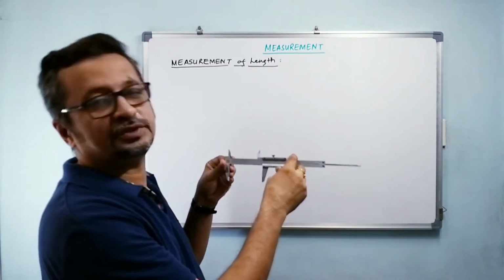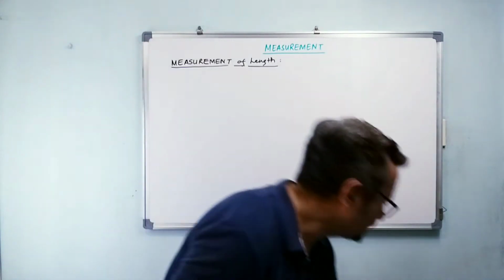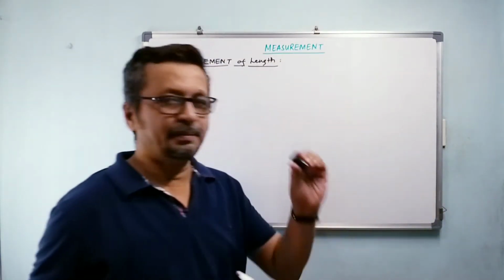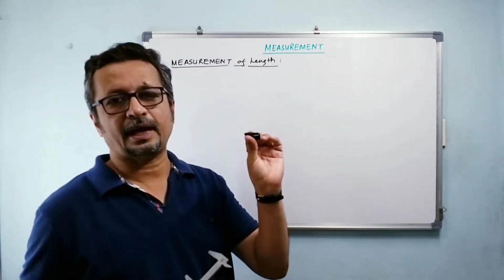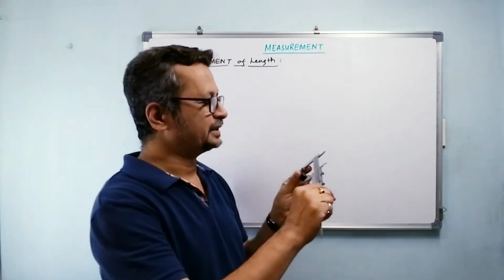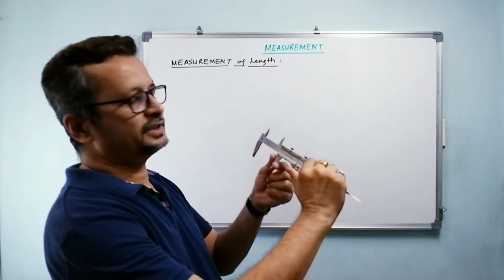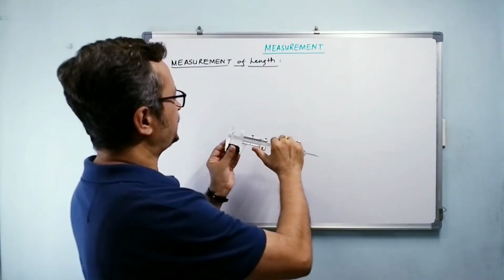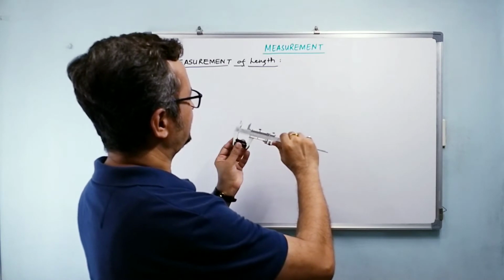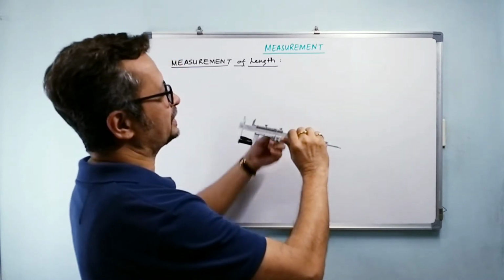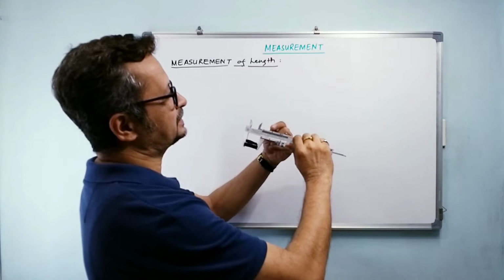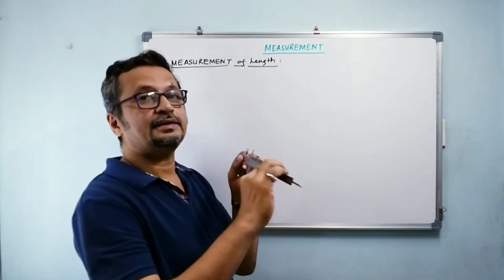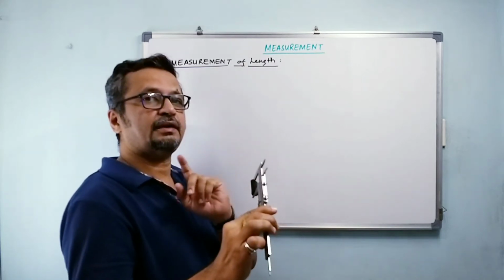Now how can I use it? Okay, now first of all, I'll measure the length of this cap. Okay, how can I do that? What I can do is I can use these two arms. So I'll just hold it like this and I'll hold it like this. Okay, maybe I can tighten this so that it doesn't move, correct? And then I can measure. How we will measure that I'll show later.